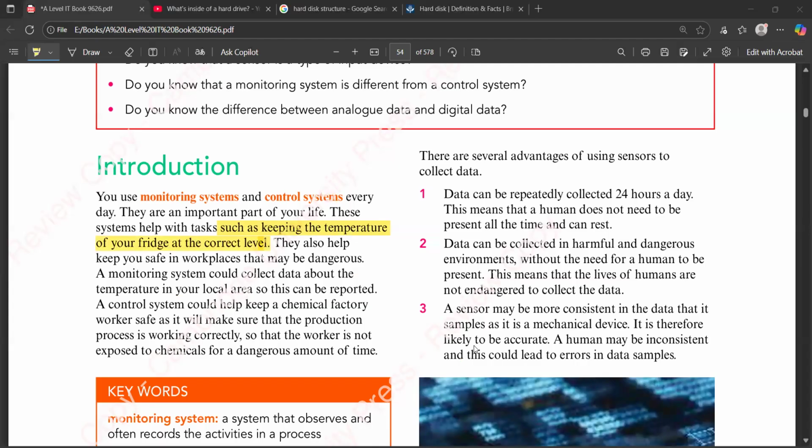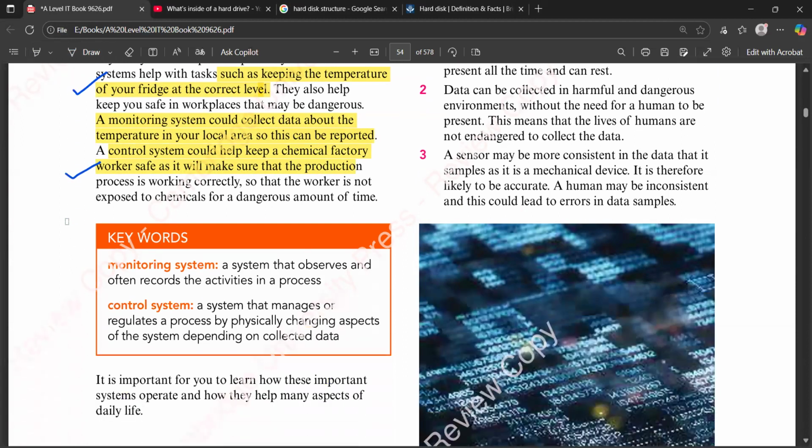Similarly, we have the air conditioner, which has its thermostat. That thermostat is also used to control and manage at the same time. These systems can keep you safe in workplaces that may be dangerous. A monitoring system could collect data about the temperature in your local area, so this has to be reported. What is a control system? A control system could help keep a chemical factory worker safe, as it will make sure that the production process is done correctly, so the worker is not exposed to the chemical for a dangerous amount of time.